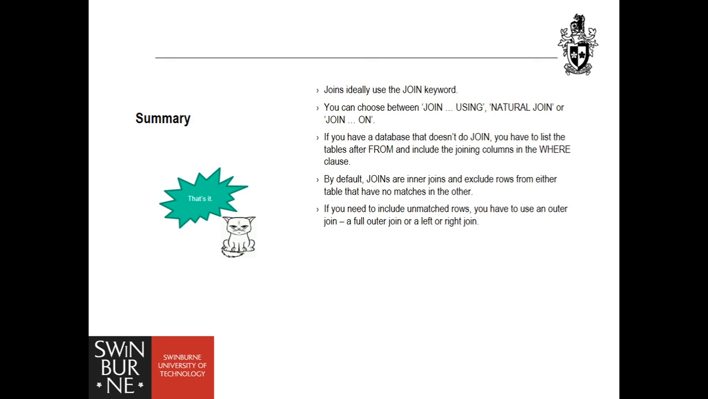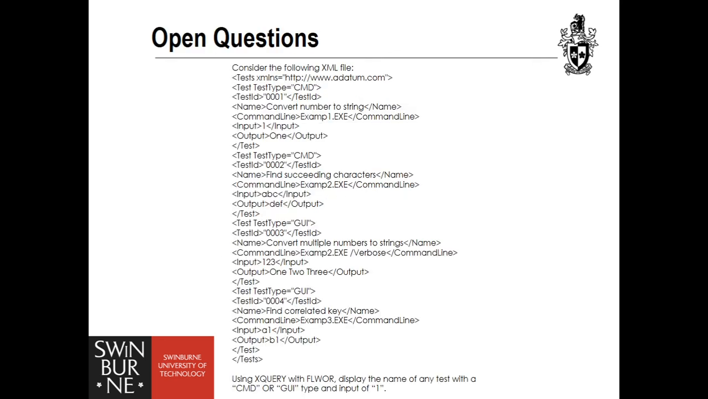So this is the summary. Basically, joins are ideally used with the join keyword. So we can use between join using natural join or join on. If you have a database that doesn't do join, you have to list the tables after from and include the join column in the where clause. By default, joins are inner joins, excluding rows from either table that have no matches in the other. If you need to include unmatched rows, you have to use an outer join, a full outer join, or a left or right outer join.